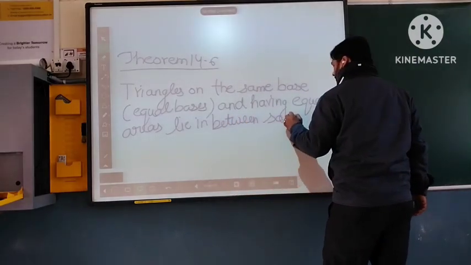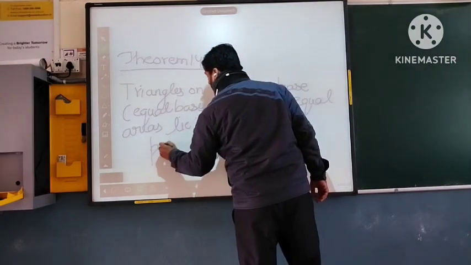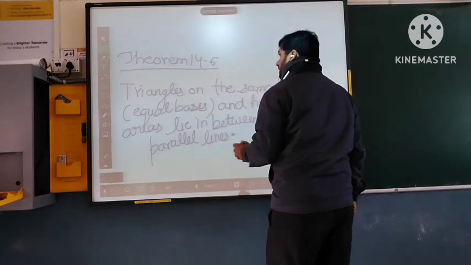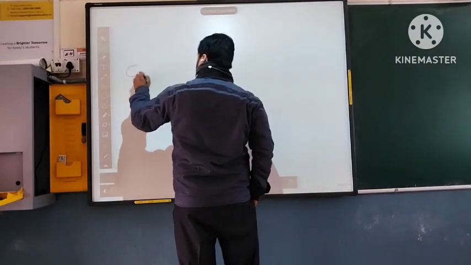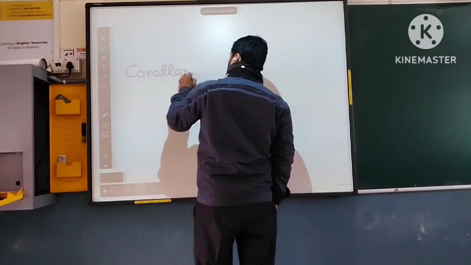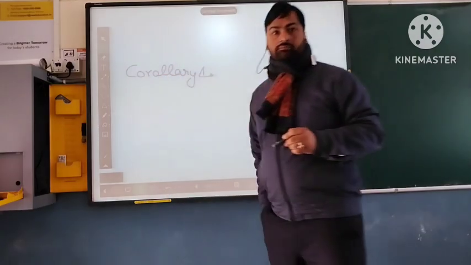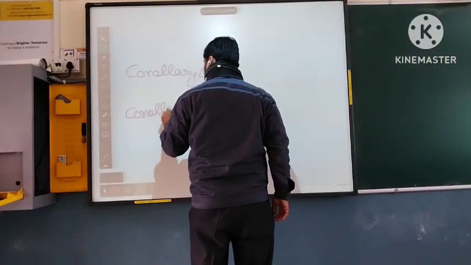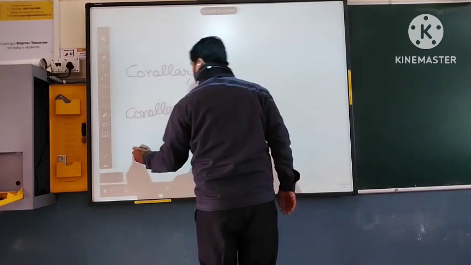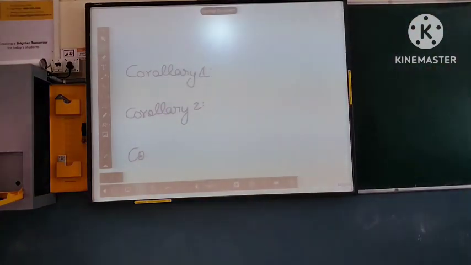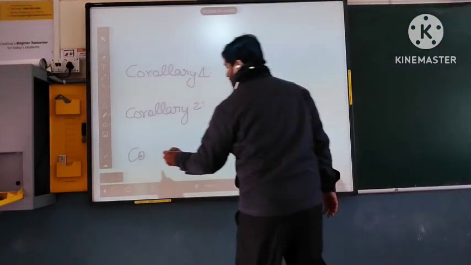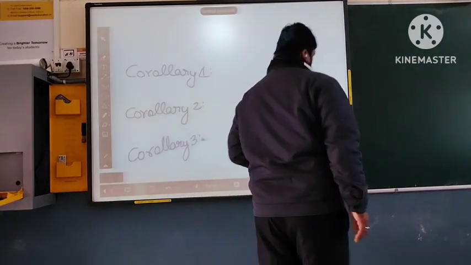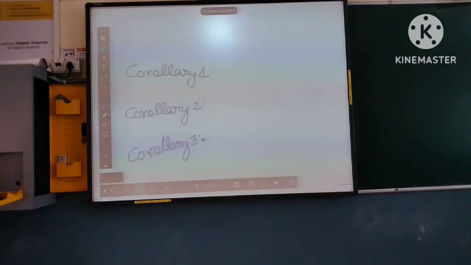Did we say the same thing for rectangle also? No, we said it for parallelogram and rectangle. That was corollary 1 of theorem 14.2. Okay, parallel lines. Now corollary 1 for theorem 14.6. What is that? Corollary 1 is again the equality of altitudes. Then corollary 2 is about ratio of the areas. And corollary 3 also is about ratio of the areas. Okay, these three corollaries are from theorem number 14.6 only.